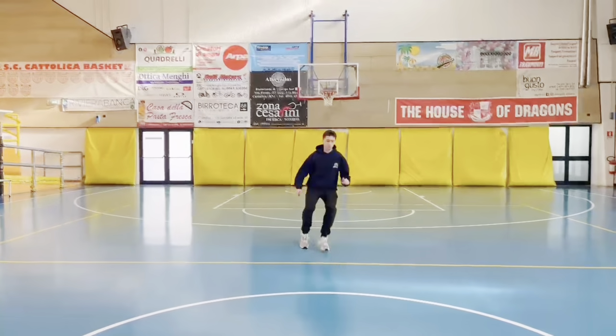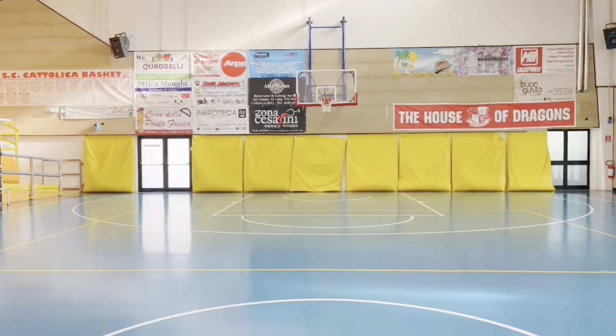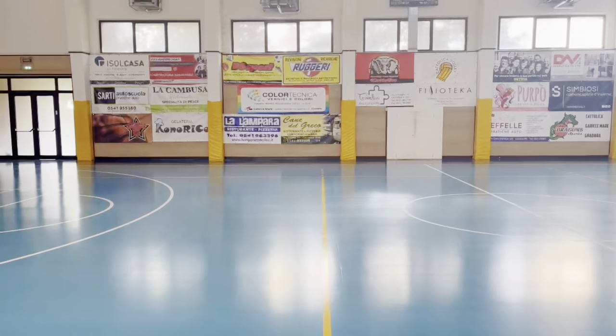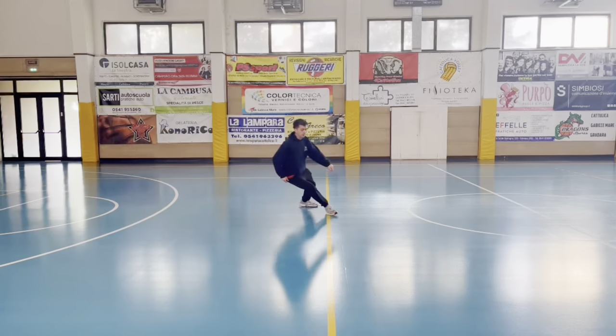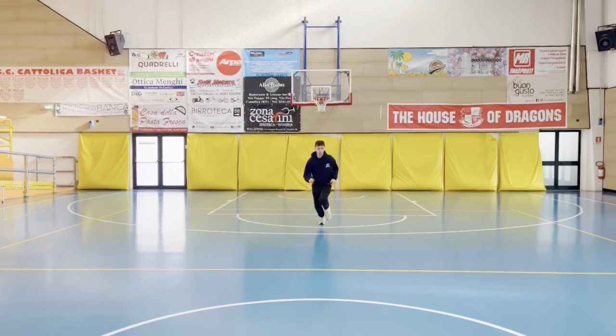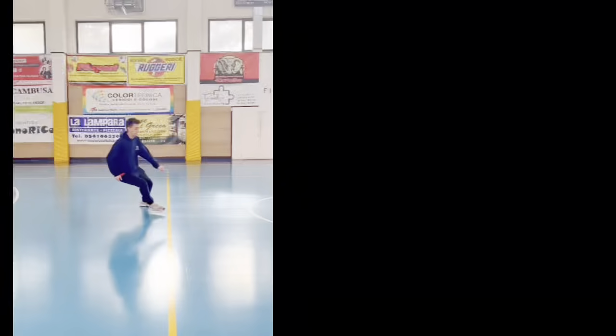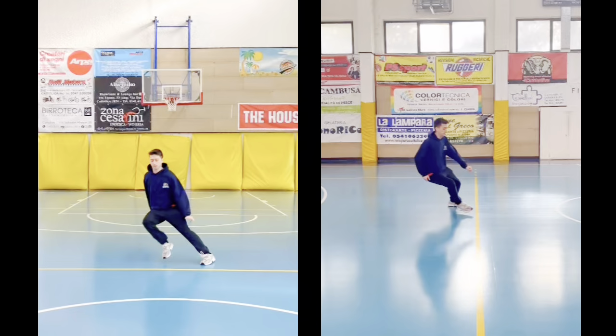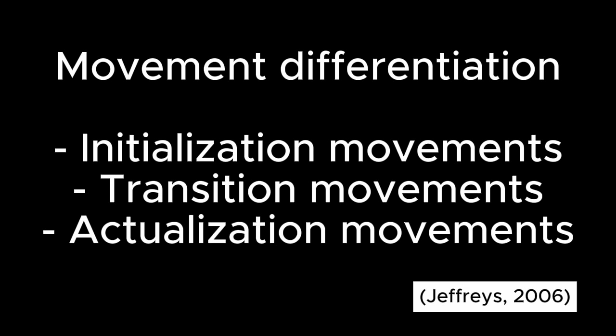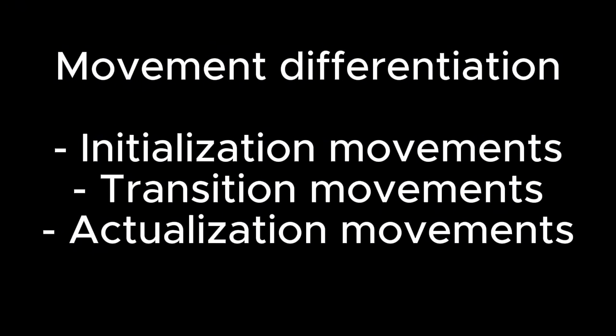Always referring to Wyatt et al., it would be more effective for Marco to lower his center of mass prior to planting his foot, so he will be more reactive in a competitive scenario, and he would also be able to apply force into the ground more effectively. As suggested by Jeffrey, to improve proficiency, it can be useful to split the 90-degree cut into different parts: initiation, transition, and actualization movements, and then link them together.